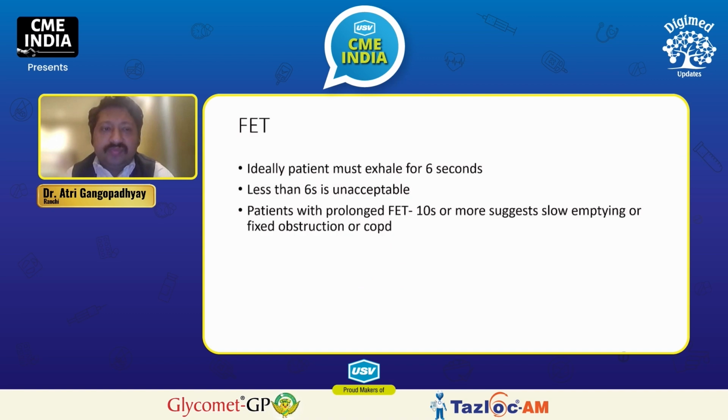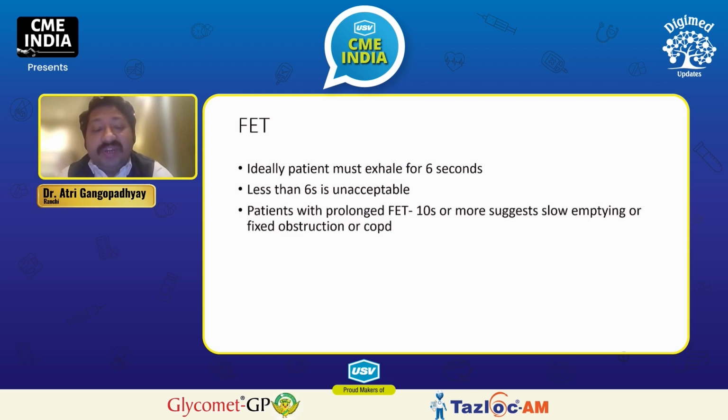FET, forced expiratory time. A valid spirometry patient must exhale for 6 seconds, but for healthy people, 80% of the lung is emptied in 1 second. After that, if you blow, emptiness should come out. But some people need 10 seconds or more to empty their lungs. Why? Because the airways are so narrow, or that straw is so narrow.